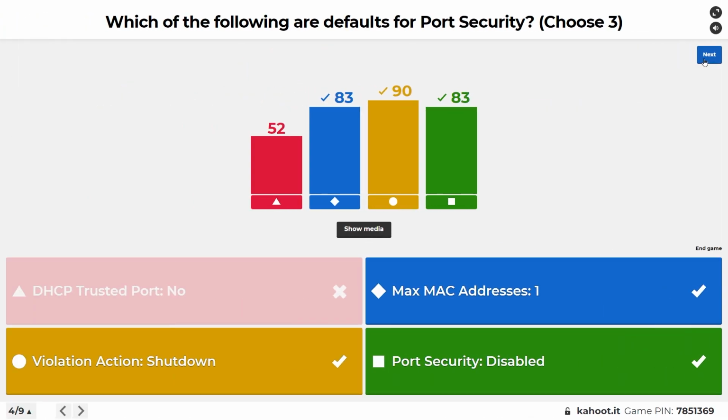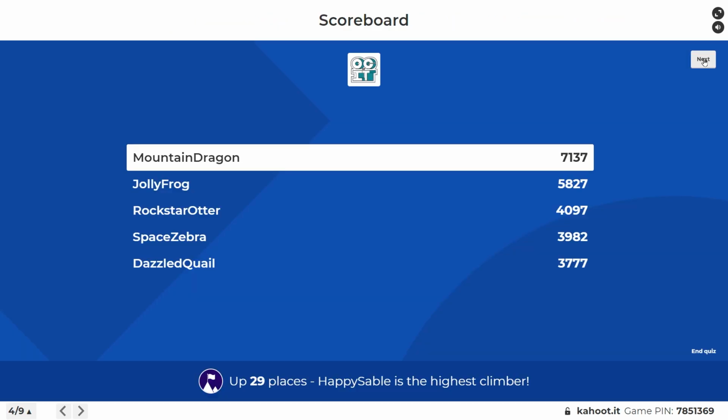The 3 that are on the screen are the defaults. Maximum number of MAC addresses is 1. It's disabled by default, and the violation action by default is shut down. And the feature port security isn't related to ARP inspection. It's not related to DHCP snooping. That's why red is off the table there. All right, great job. Here we go.